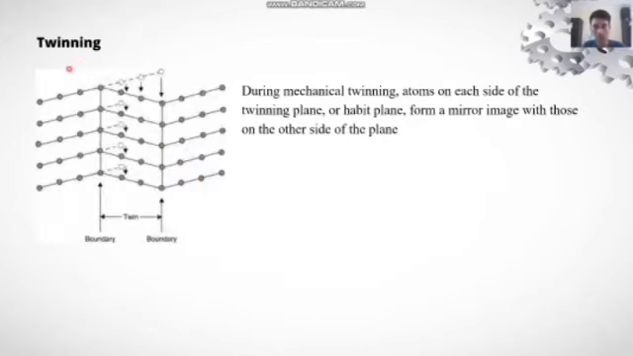During mechanical twinning, atoms on each side of the twinning plane, or habit plane, form a mirror image with those on the other side of the plane. In this picture, shear stresses along the twin plane cause atoms to move a distance that is proportional to the distance from the twin plane.